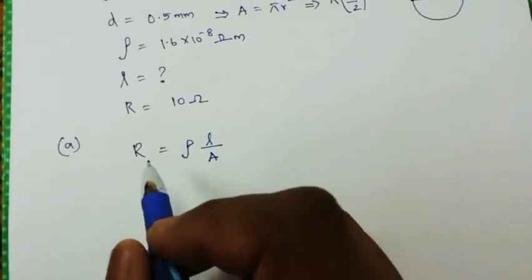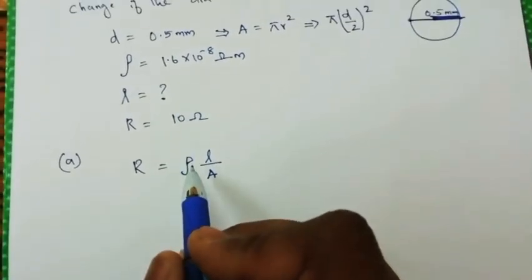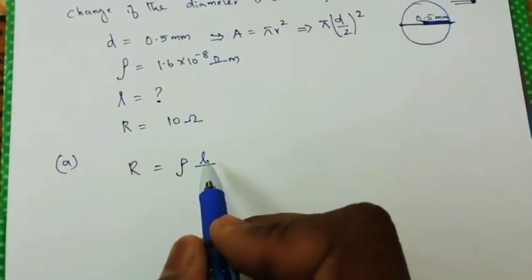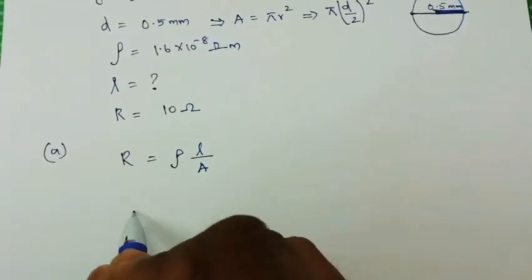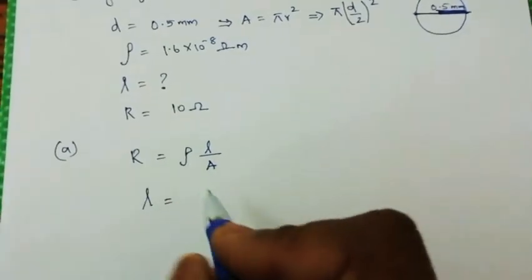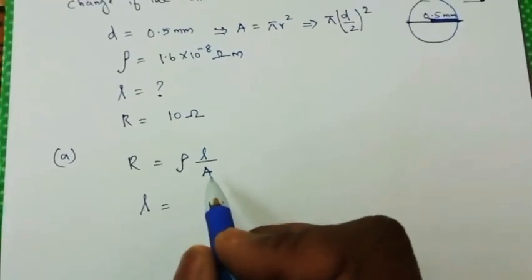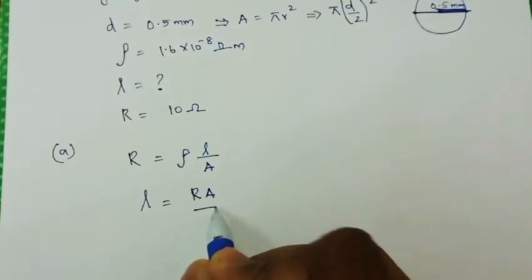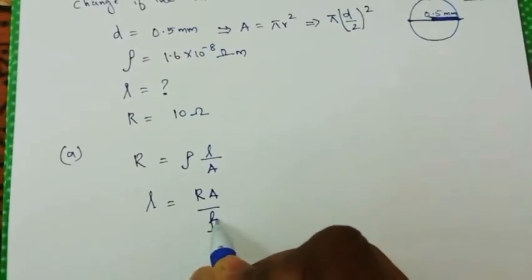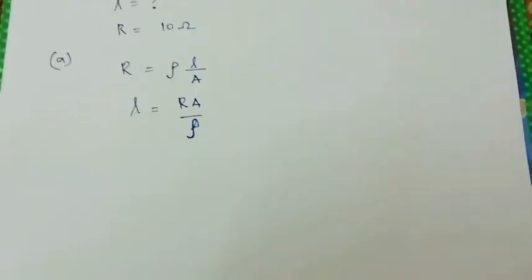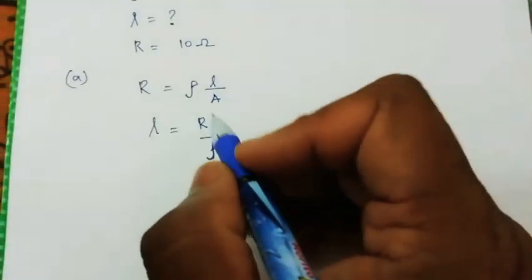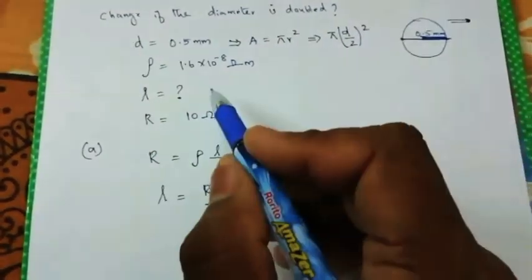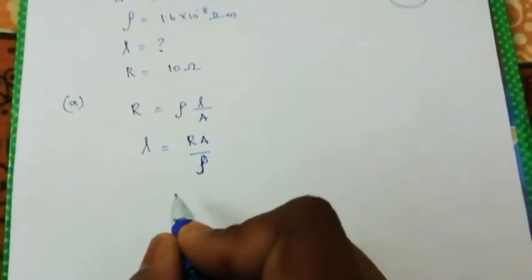But R is given, rho is given, and area is also given, but we don't know the length. So we put length on one side and keep all the others on the other side. Then A will go on the top, and R and rho will be there. So this is the formula. Clear? So we substitute all the things which are given in the question into the formula.